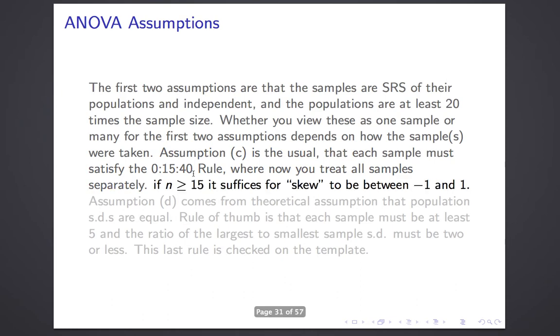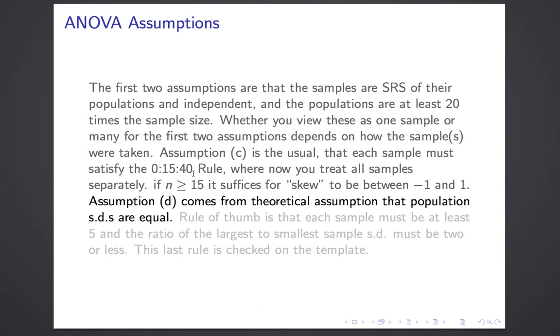In particular, if n is more than 15, this case where we would look at the histogram, instead we'll often just look at a number called the skewness. I'll show you that. The skewness measures how skewed data is, and generally a skewness of more than 1 means it's significantly right skewed, and a skewness of less than -1 means it's significantly left skewed. So we'll accept that in ANOVA as good enough. If n is greater than or equal to 15, then the 0, 15, 40 rule just asks that the skewness be between -1 and 1.